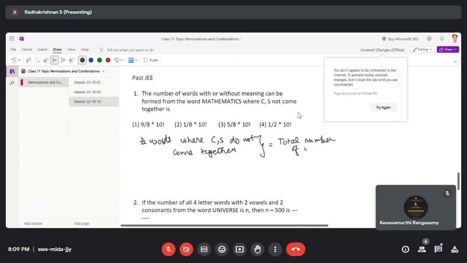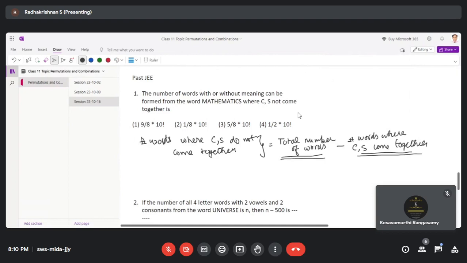minus the number of words where C, S come together. It's a combination of two problems. So how many total words can we form? And how many words can be formed where C and S come together? These two are similar problems we have seen before.